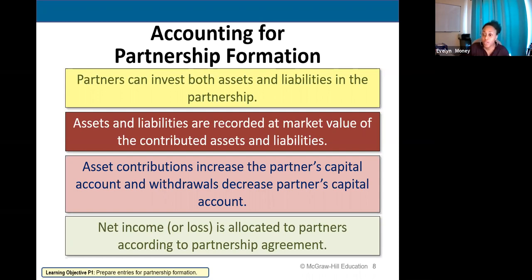Any assets brought in will increase each partner's capital account, and any withdrawals taken out of the business will decrease a partner's capital account. Here is the primary difference in terms of journal entries for a partnership versus a sole proprietorship: you have multiple capital accounts. Each partner gets their own capital account, and we have to keep track of their withdrawals and contributions separately. We even have to allocate income to each partner based on the original partnership agreement. Of course, if the partnership agreement is silent, then the income is split evenly among all of the partners.